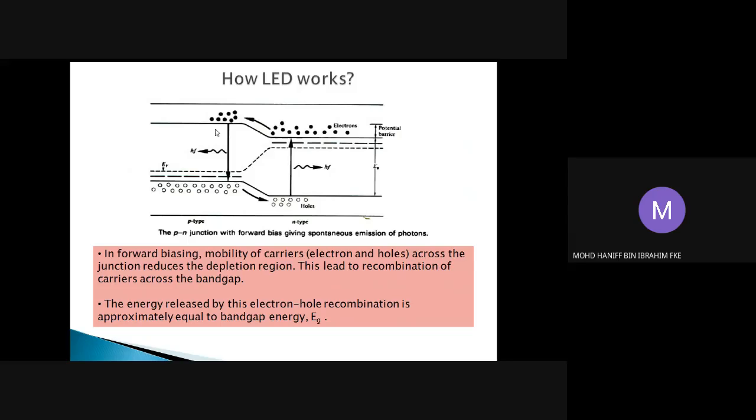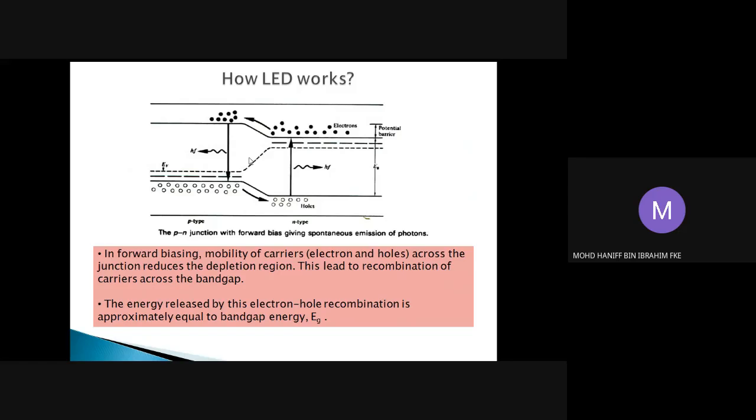Okay then, this is what we call forward biasing. I mentioned here that in forward biasing, the carriers will be moved across the junction, and we're going to have electrons here at the conduction band. Again, the movement of electrons from the conduction band to the valence band will produce a photon with the energy of the band gap, which is equal to hf. Okay, so this is how the LED works.